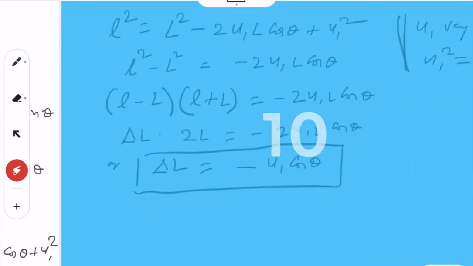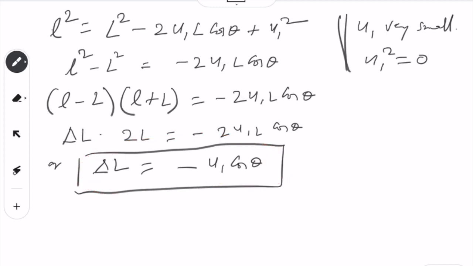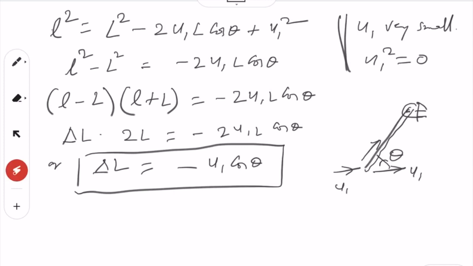And actually we did this the long way, but it was not needed. If you have a bar like this one and you are fixing it here, and you apply u1 here, then in this direction you move by theta. This is cos, this is theta. So if you move u1 in this way, you will move by u1 cos theta, as simple as that.